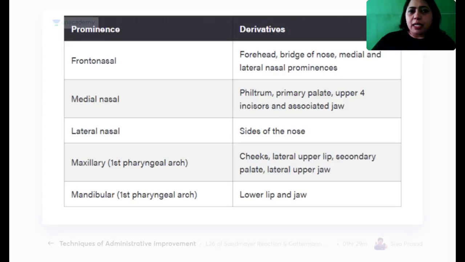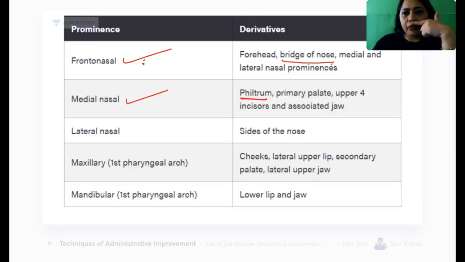So this is the prominence, and these are the derivatives. We have frontonasal giving rise to the, you can just look here, forehead region, the bridge of the nose, okay, very, very important. Many people will think it is medial nasal process. It is not. It is frontonasal. Philtrum is from the medial nasal. Very, very important. The gap here, philtrum.